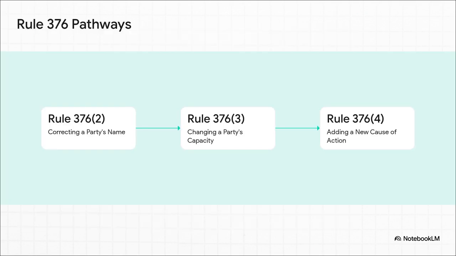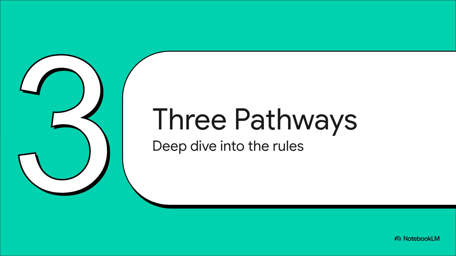Okay, so Rule 376 gives you 3 different doors you can try to open, and you have to pick the right one. First, there's Rule 376 Subrule 2 for when you need to correct a party's name. Second, you've got Rule 376 Subrule 3 for changing the capacity a party is suing in. And third, this is the big one, Rule 376 Subrule 4 for adding a whole new cause of action. Picking the right pathway here is absolutely critical because each one has a completely different test you have to satisfy. So let's break down exactly what you need to prove for each of them.